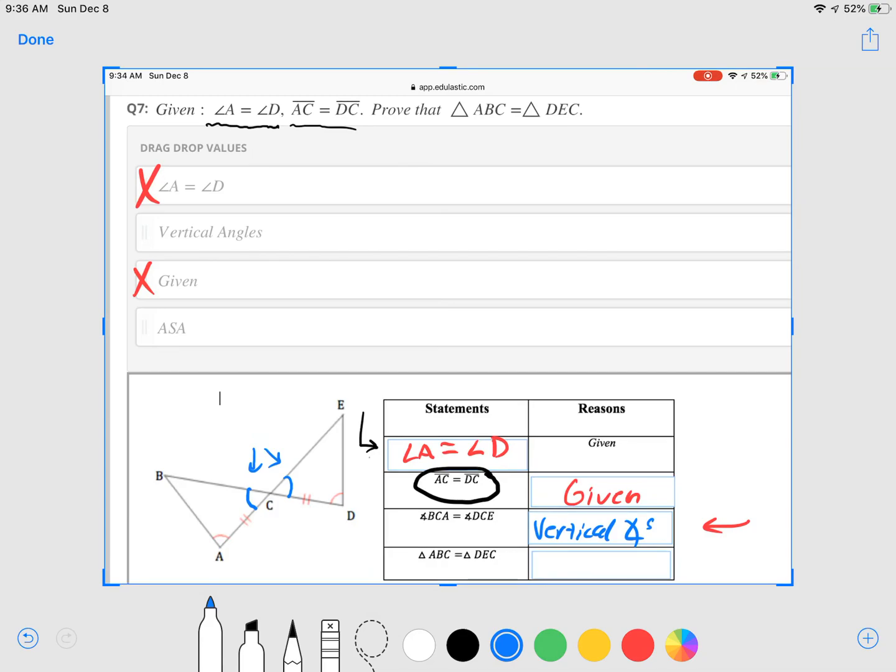Vertical angles. And then the last line in the proof is a statement about the congruence of 2 triangles. That means that you're probably using one of your triangle congruence theorems. Now we've already used vertical angles. The only one left is angle side angle. And that's what goes in there. And you can see from the diagram that we got this angle, this side, and this angle being congruent to this angle, this side, and this angle. That implies that all of the different parts of the triangle are congruent.